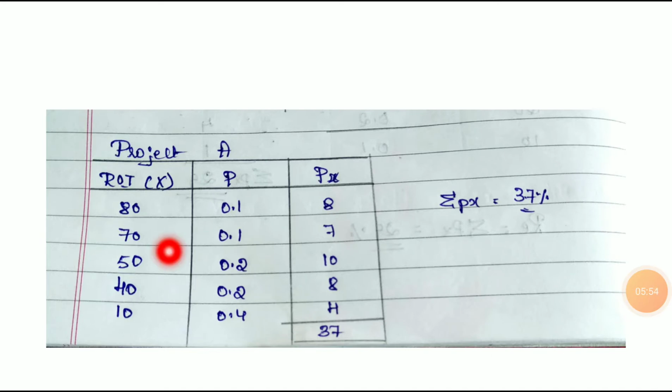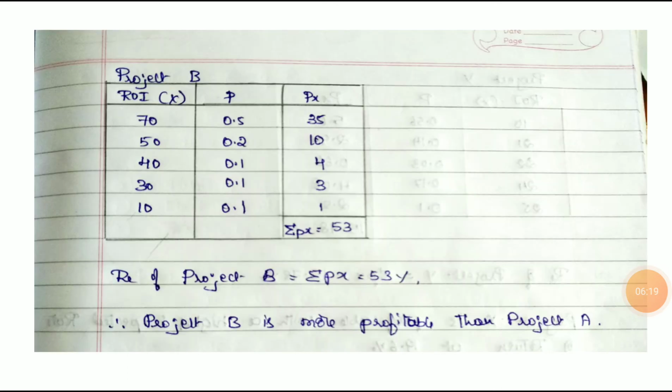So the information given is ROI and P, and we multiply P into X, Px. So 80 into 0.18, 70 into 0.17, 50 into 0.2, 10, 40 into 0.28, 10 into 0.44. So the total of that, summation Px, is 37. It is 37%. Then project B.